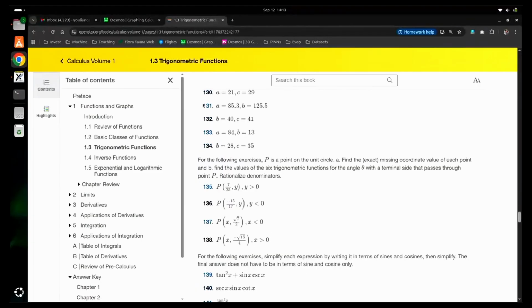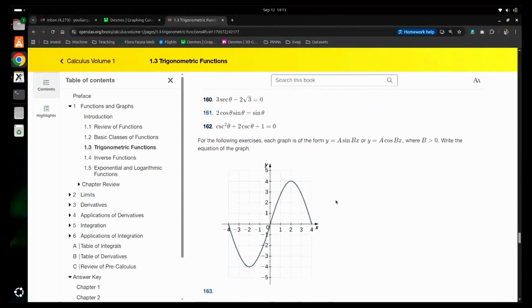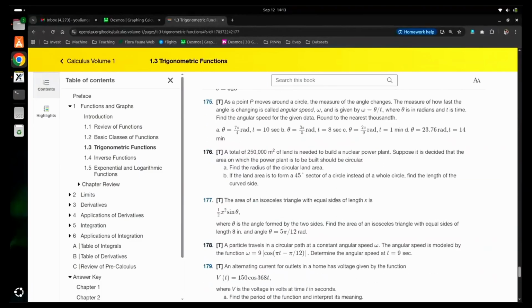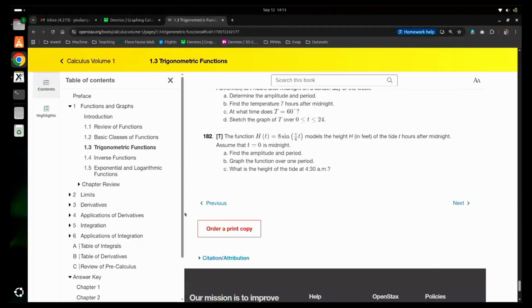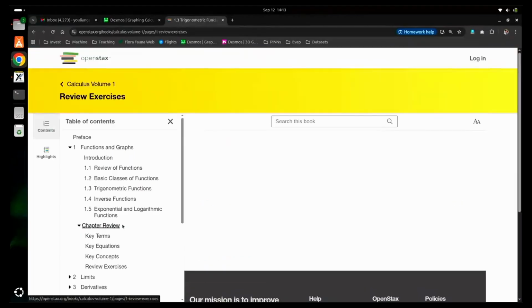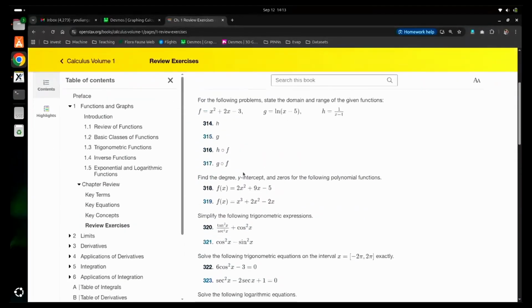So basically you can get hundreds or even thousands of practice questions here. Because not only do you have all the questions here, if you want more questions to practice upon, you can go to chapter review and then go to review exercises. As you can see, all the review exercises here.